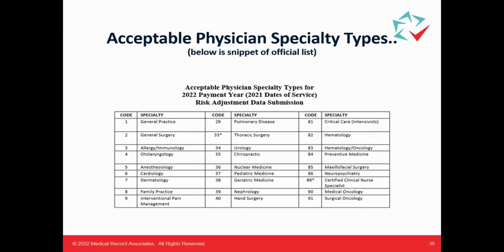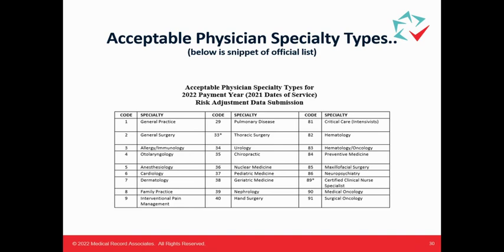Now, below is just a snippet of what we call the acceptable physician specialty types. And I think it's for MA. I apologize. I put this in here. I don't really remember. I think it's just MA though. But this list is actually more than an 8.5 by 11. It's much larger than this. If you would like a copy of it, please email me and I'll shoot it off to you. But you can see in here, a lot of provider types are in here.